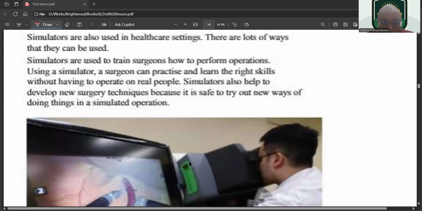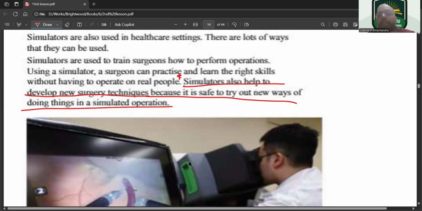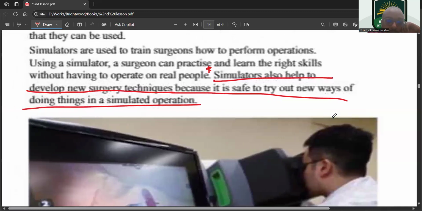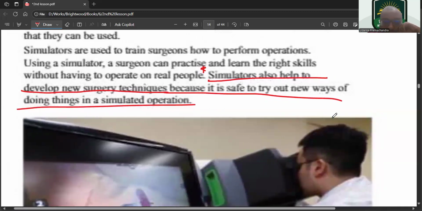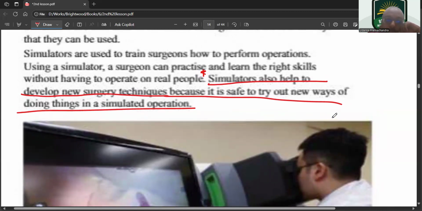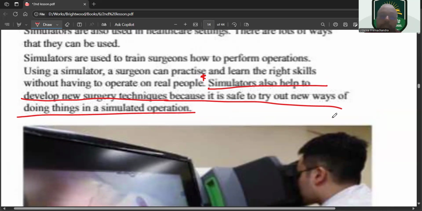Write these with several star points. This is important because it covers several fields. Actually, there's no need to write another topic. Just write the star points and write that simulators also help to develop new surgery techniques because it is safe to try out new ways of doing things in a simulated operation.